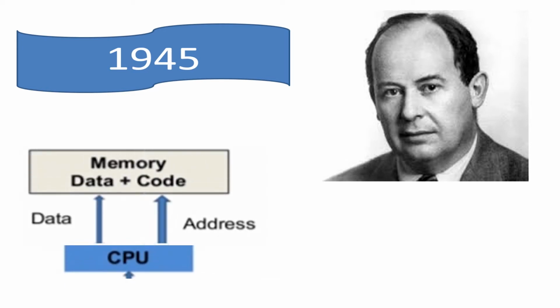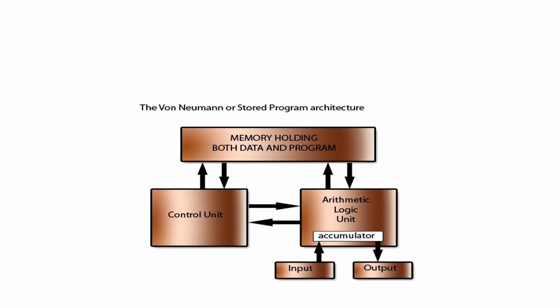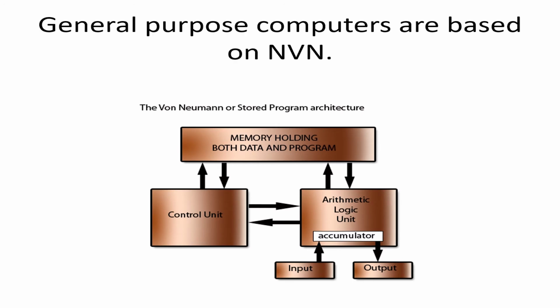There is a computer design model that uses a processing unit and a single storage to hold both instructions and data. The term stored program computer is generally used to refer to a computer of this design. All general-purpose computers are based on the concepts of the von Neumann architecture.